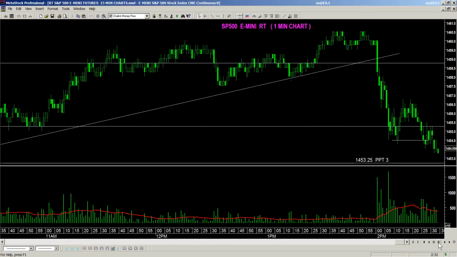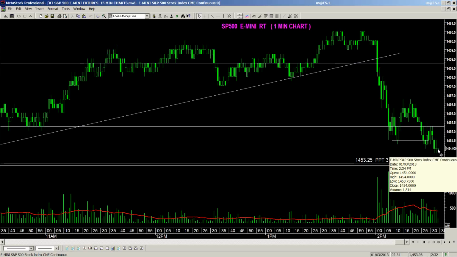We're just about there. Price is still heading down. Mark to the market, trading at 1454 flat, 2:34 p.m. Eastern Standard Time on a secondary move.